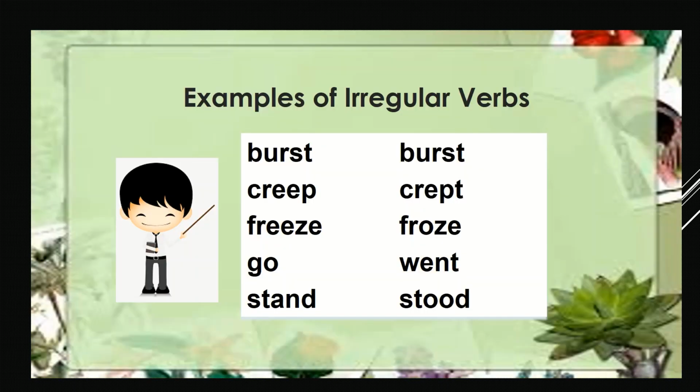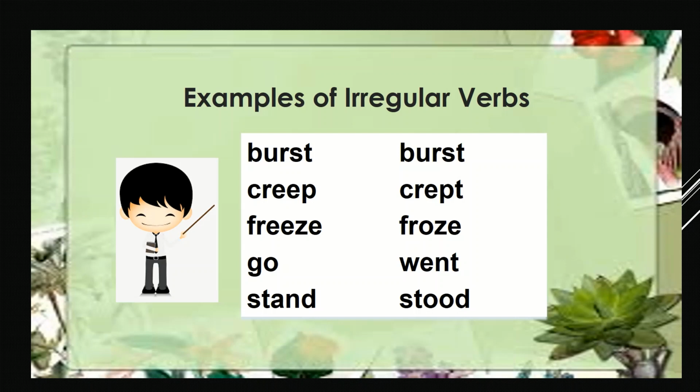Look at the examples of irregular verbs. Burst, present form. Burst, past form. So meaning to say the word burst does not change its spelling when transformed to its past form. It has the same form. Burst in the present tense, burst in the past tense.